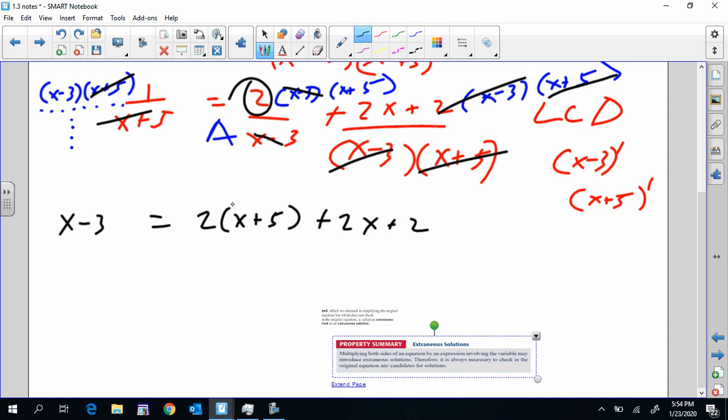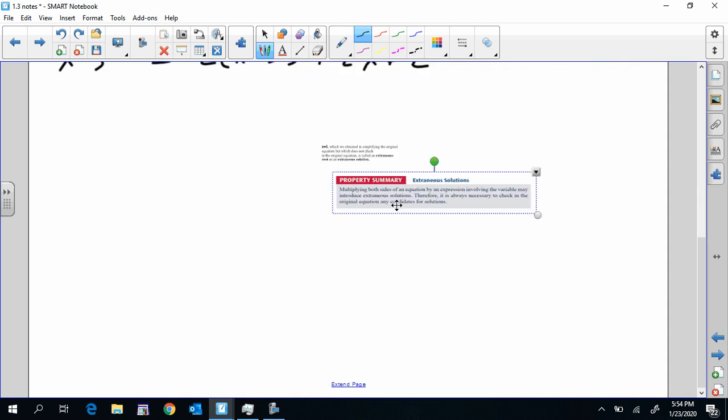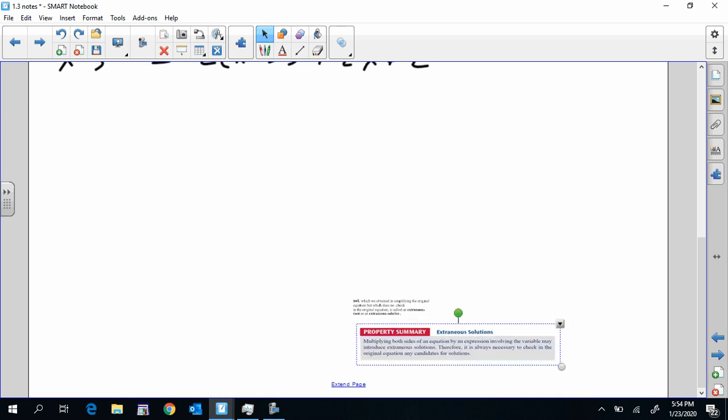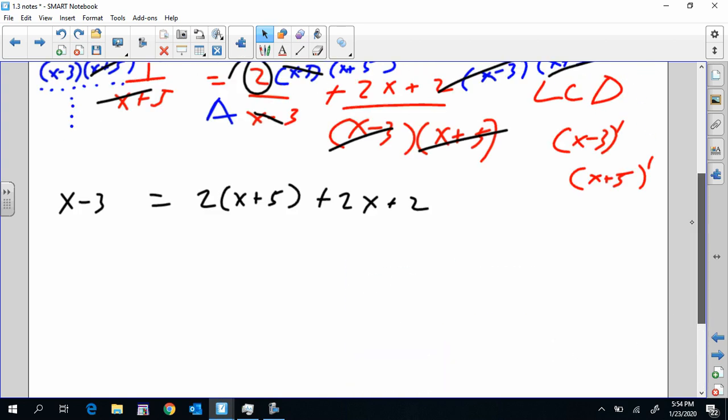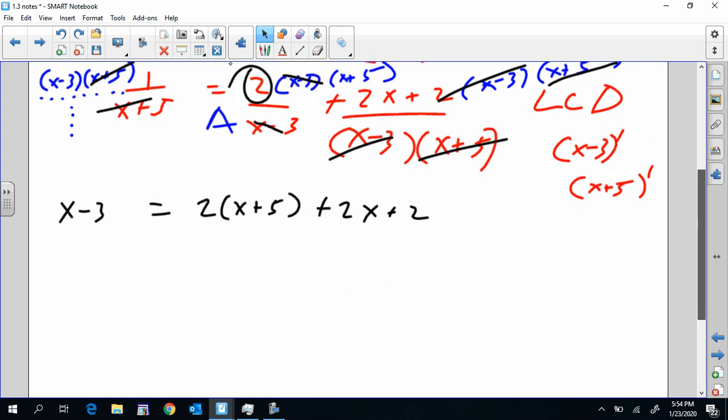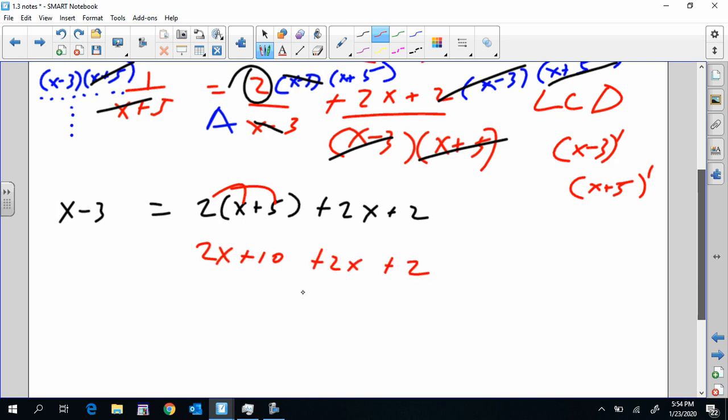Keep solving. We're going to simplify the right-hand expression, simplify the left-hand expression, start moving stuff to one side. I want to get this stuff out of our way for a moment. I'm hoping you're ahead of us, distributing while I talk. 2x plus 10 is the distribution there, plus 2x plus 2, 4x plus 12.